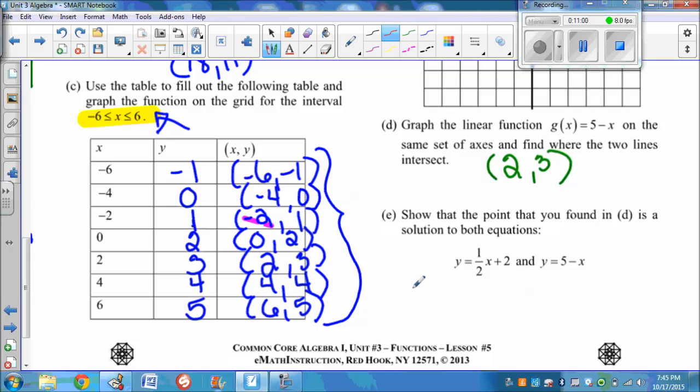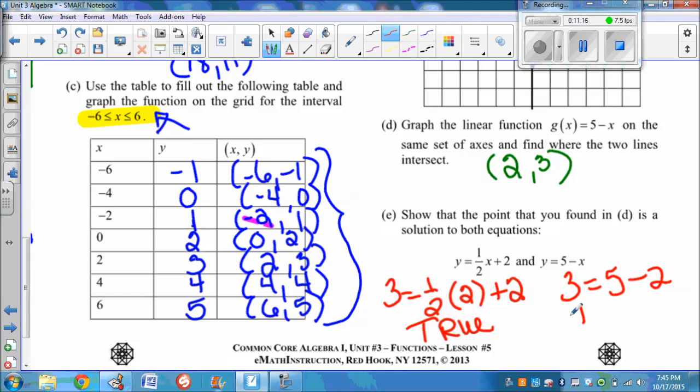So if we know that y is 3, 1/2 of x plus 2, and we go and check that, we absolutely get it true. And do the same thing with the second equation. Does 3 equal 5 minus 2? And that is true as well. Okay, go ahead and flip the page.